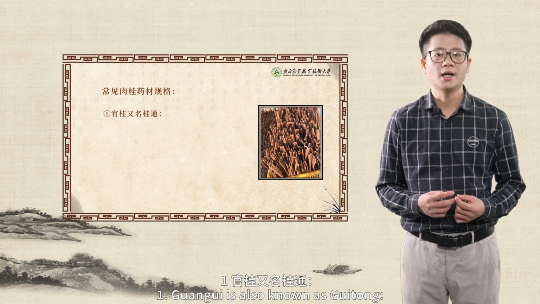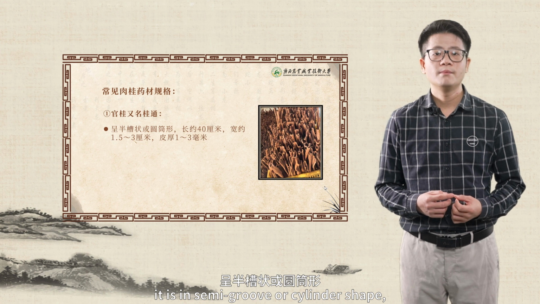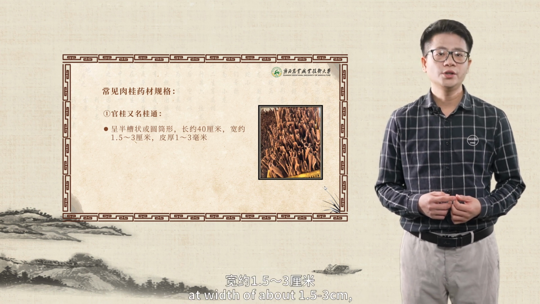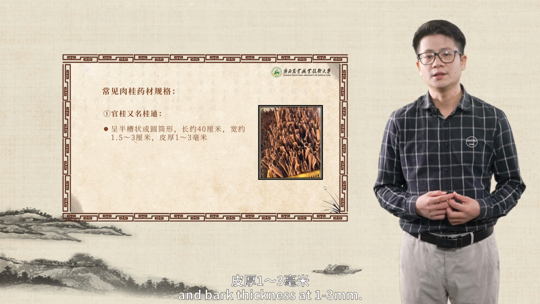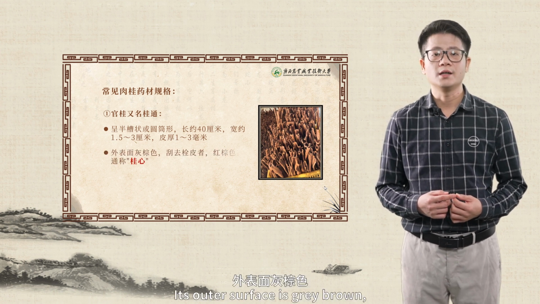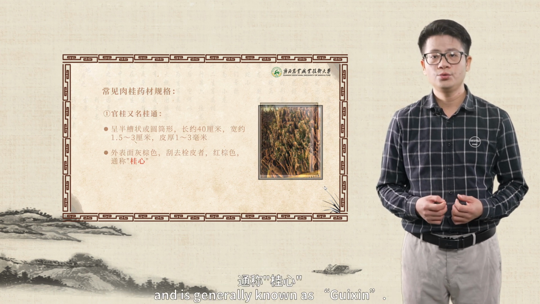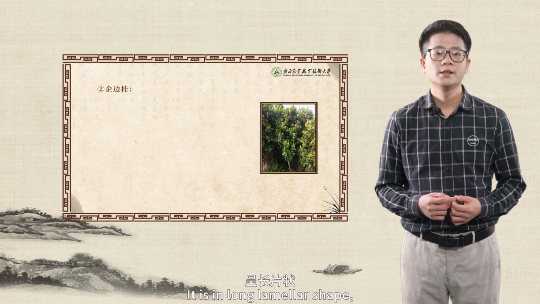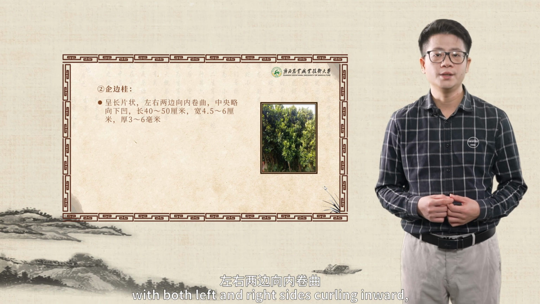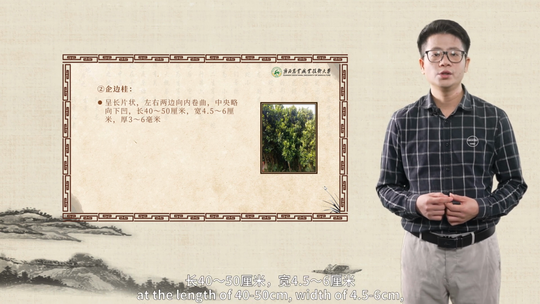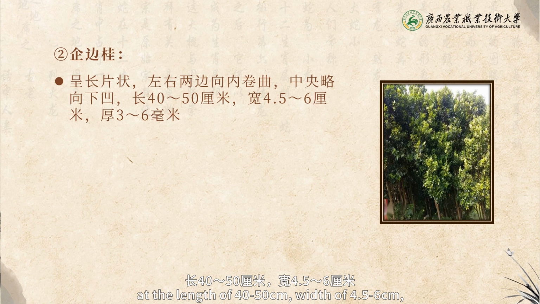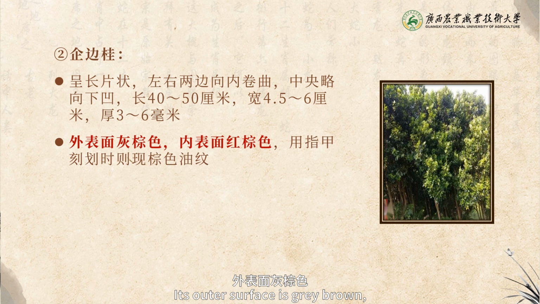1. Guan Gui is also known as guitong. It is in semi-groove or cylinder shape, at the length of about 40 centimeters, at width of about 1.5 to 3 centimeters, and bark thickness at 1 to 3 millimeters. Its outer surface is gray-brown, and the one with cork removed is reddish-brown, and is generally known as guaxin. 2. Qi Bian Gui. It is in long lamellar shape, with both left and right sides curling inward, and the center concaving downward, at the length of 40 to 50 centimeters, width of 4.5 to 6 centimeters, and thickness of 3 to 6 millimeters. Its outer surface is gray-brown, and its inner surface is reddish-brown. There will be a brown oil trace if you scratch it with your nails.